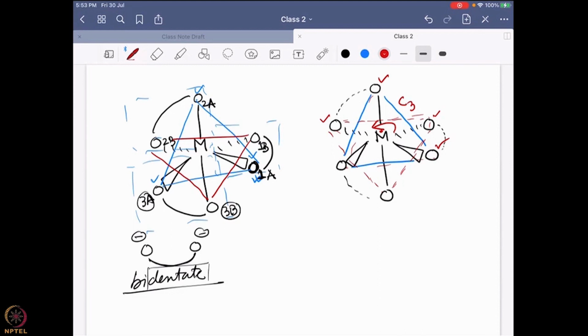Now if you have a C3 axis, obviously it is not linear, not a special group. So if it's a C3 axis, the next question we ask is whether it belongs to the D or C point groups.